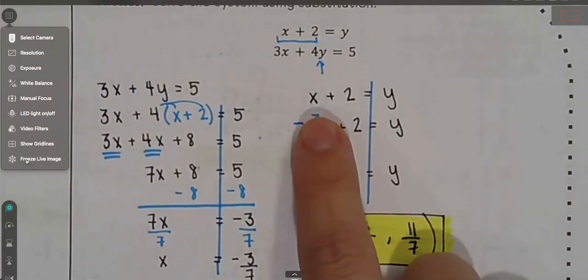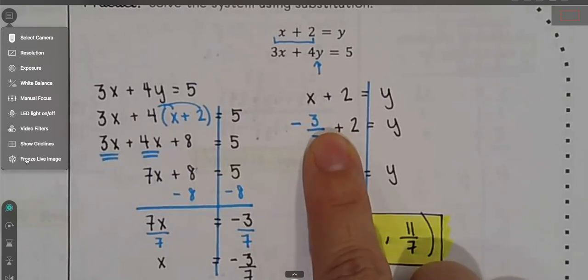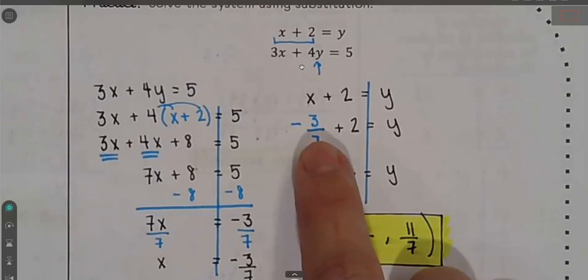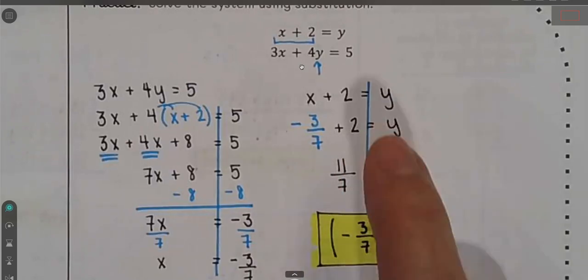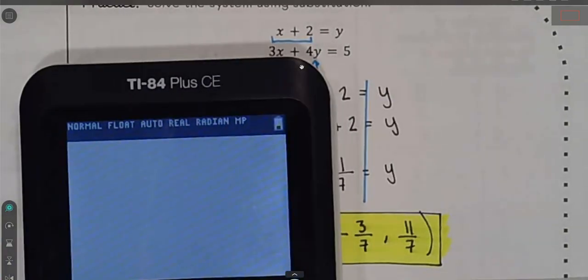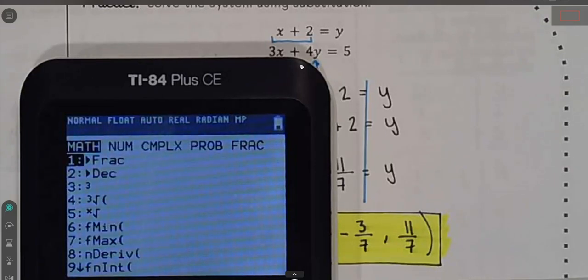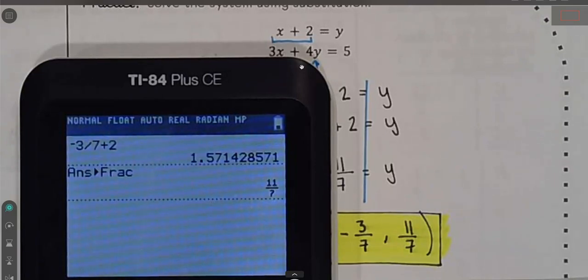So, ladies, shh. We have x plus 2 equals y. This is the one that I use. You could plug it into the other one, but I think this one's easier. Negative 3 over 7 plus 2 equals y. And then you pull out your calculator, because you can. Negative 3 over 7 plus 2 equals math, enter, enter. Ta-da!